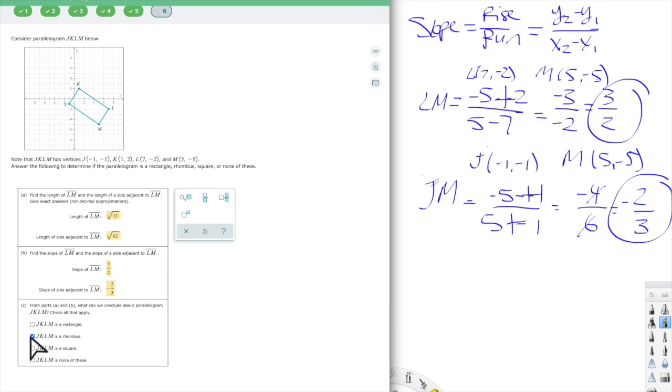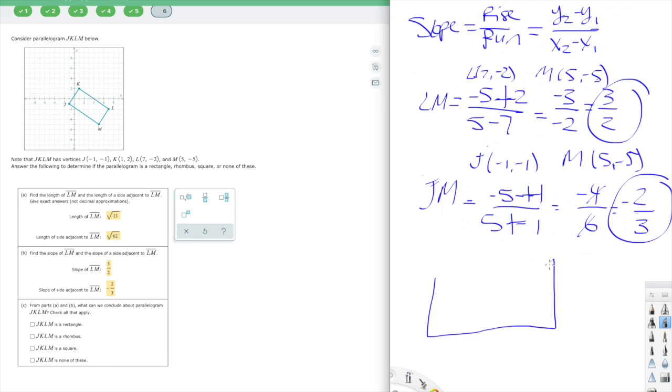So because the slopes are negative reciprocals, LM is perpendicular to JM, which means this is a right angle. If I have a single right angle inside of a parallelogram, they are all right angles. And why is that true? Well, because if we think about a parallelogram, and that's a very horrible parallelogram. Goodness gracious, I can't do a parallelogram right now. Better.